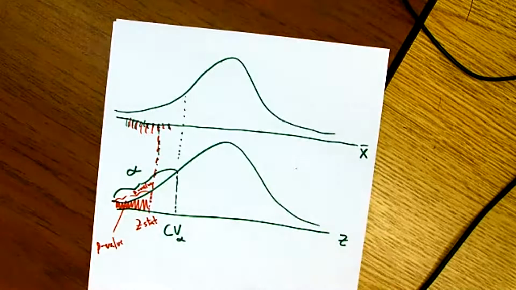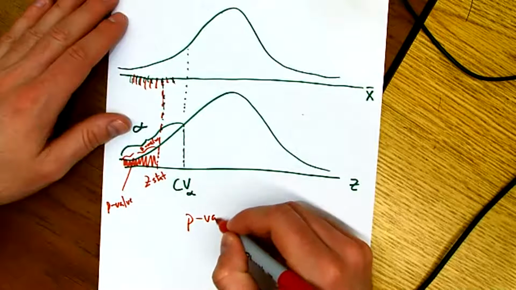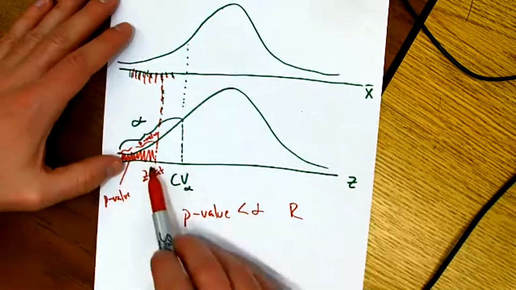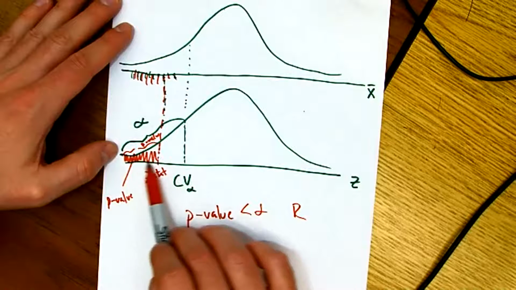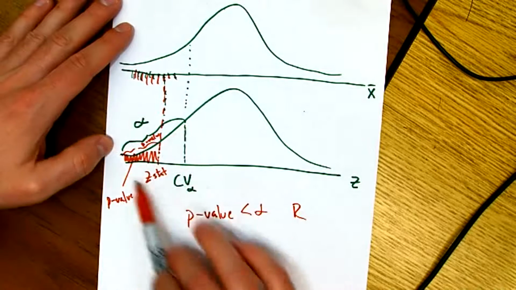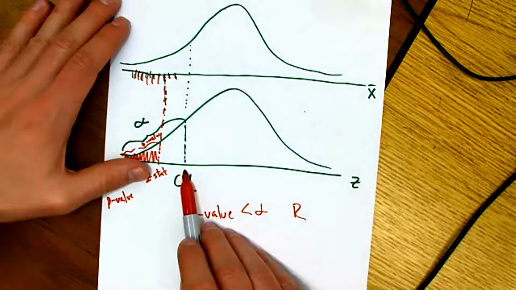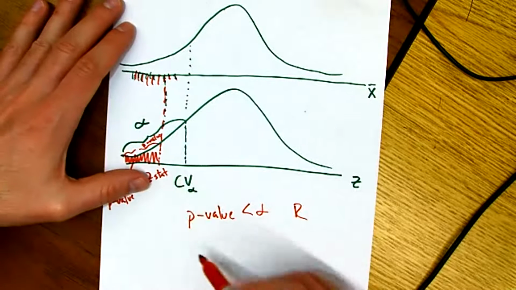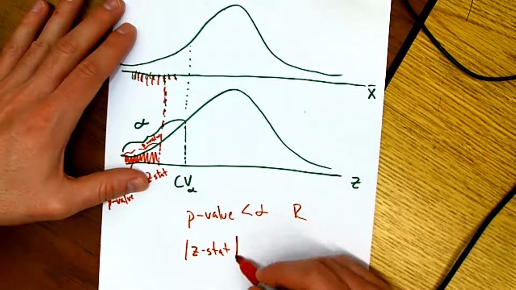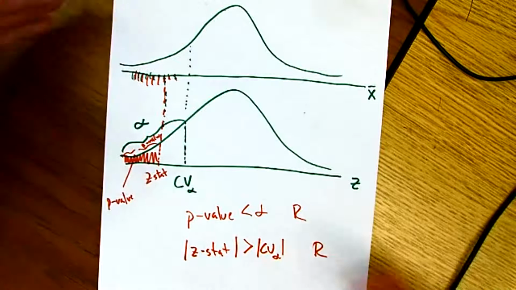Okay? So really what we're doing was, when we did the p-value approach, we said, is the p-value less than alpha, then we reject, right? So if my p-value, the area to the left of my test statistic, is less than the area to the left of my critical value, I reject. And that's also synonymous with the fact that if the absolute value of my test statistic is greater than the absolute value of my critical value, I'll also reject.